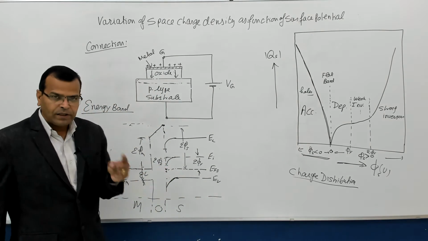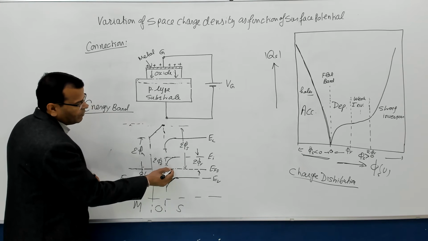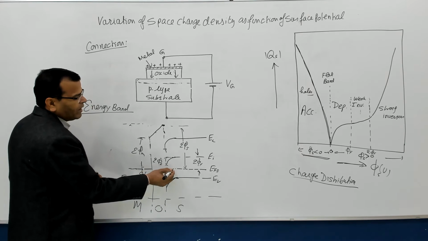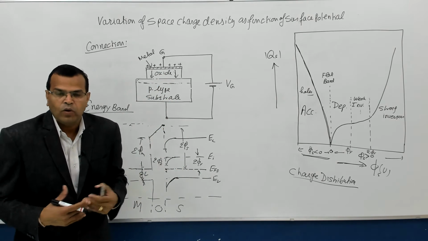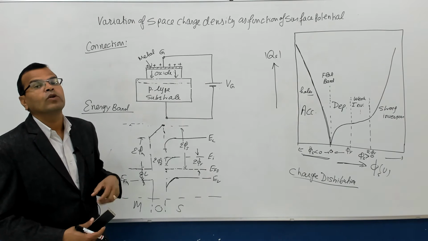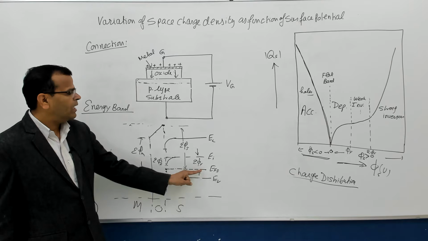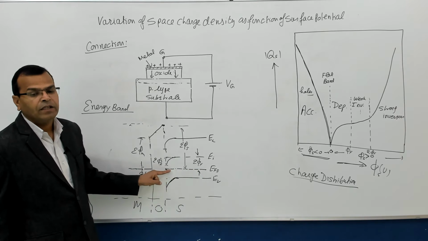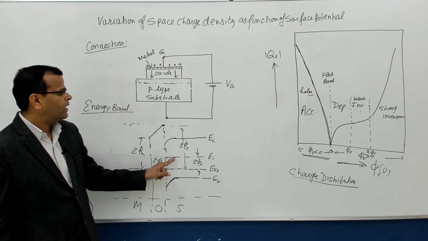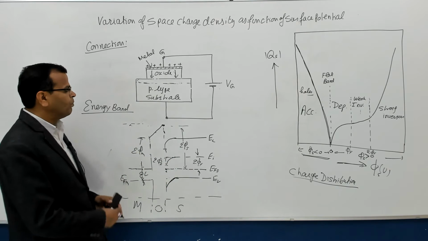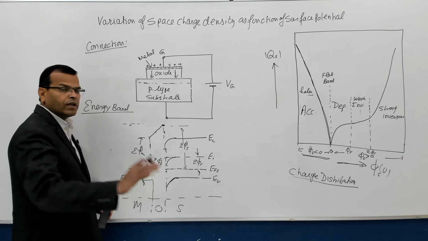When phi s is, please see it carefully. This is the intrinsic Fermi level, this is the actual Fermi level. When there is no current in the semiconductor, because it is an insulating layer, and there is no current in the insulating layer because it has very high resistance, the Fermi level will always remain flat. It will not change, but there is bending of the conduction band, valence band and intrinsic Fermi level. So the level of bending at the interface is known as surface potential.